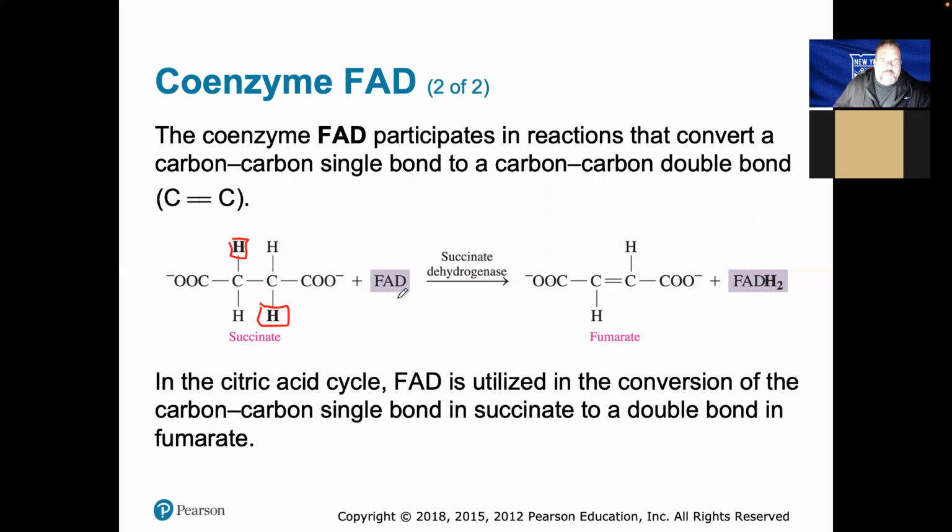Where those hydrogens end up, they end up in the reduced form, FADH2. Notice how the two hydrogens are here. And what happens is that the single bond between the carbons becomes a double bond. What you'll see is that in the citric acid cycle, FAD is utilized in the conversion of the carbon-to-carbon single bond in succinate to a double bond in what is known as fumarate. So this process is something we're going to see again in the citric acid cycle.